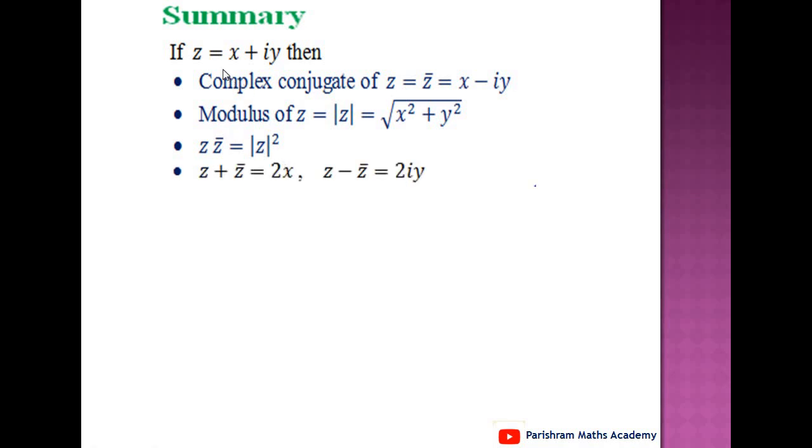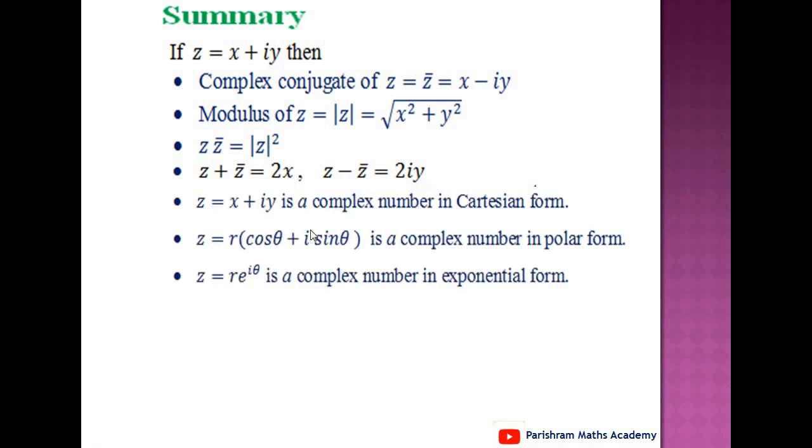Now if z equal to x plus iy, z bar equal to x minus iy, therefore z plus z bar is nothing but twice x, and z minus z bar equals 2iy. Then z equal to x plus iy, this form of complex number, is the complex number in Cartesian form. Z equal to r in bracket cos theta plus i times sin theta is another form of complex number, the polar form. And z equal to r into e raised to i theta is the complex number in exponential form. Therefore, these are three forms of complex number: Cartesian form, polar form, and exponential form.